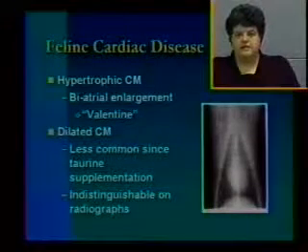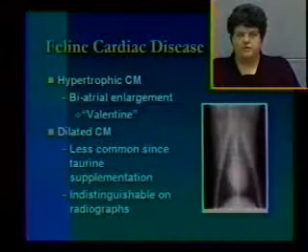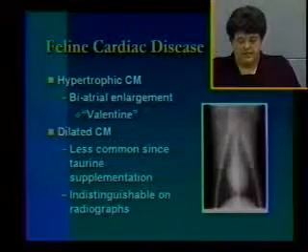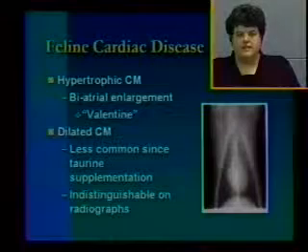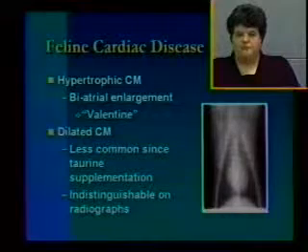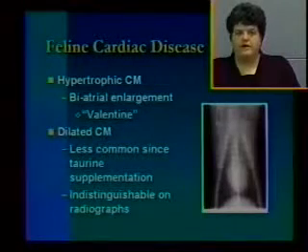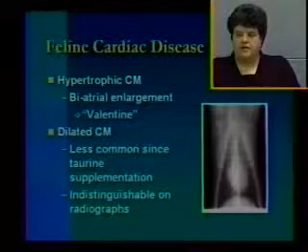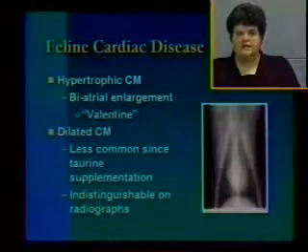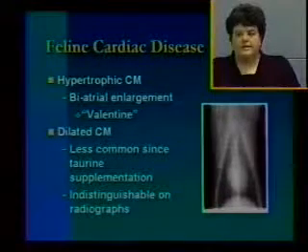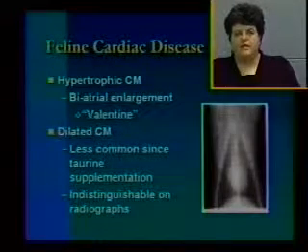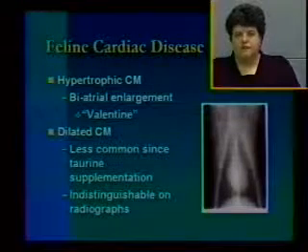Feline cardiac disease, on the other hand, is fairly limited to the congenital abnormalities that I listed earlier in the young animal, and then limited to really only one disease and its variations currently in the older animal, and that's hypertrophic cardiomyopathy. This is a disease that can be detected easily on radiographs by its biatrial enlargement. Characteristically, they have a valentine appearance to their heart on their VD projection, such as this cat.